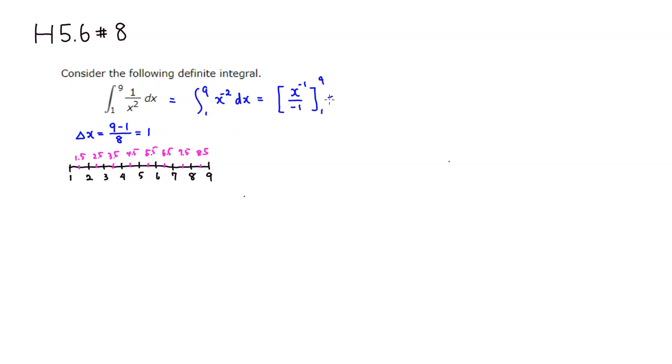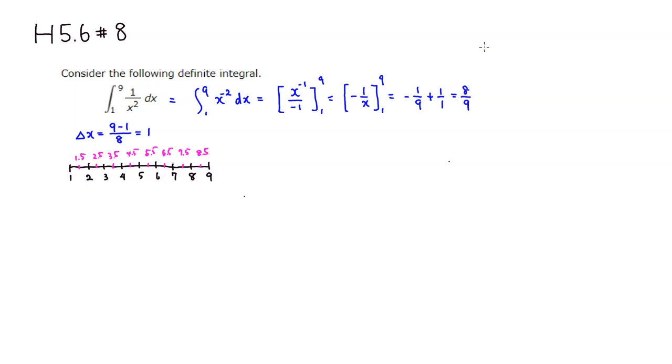Maybe I'm going to rewrite this a little bit here. We have negative 1 over x, because you have a negative sign here, and to the negative 1 power is a reciprocal. So you're going from 1 to 9. Plugging in 9, negative 1 over 9, minus negative, so it's plus 1 over 1. So the actual value would be 8 over 9.